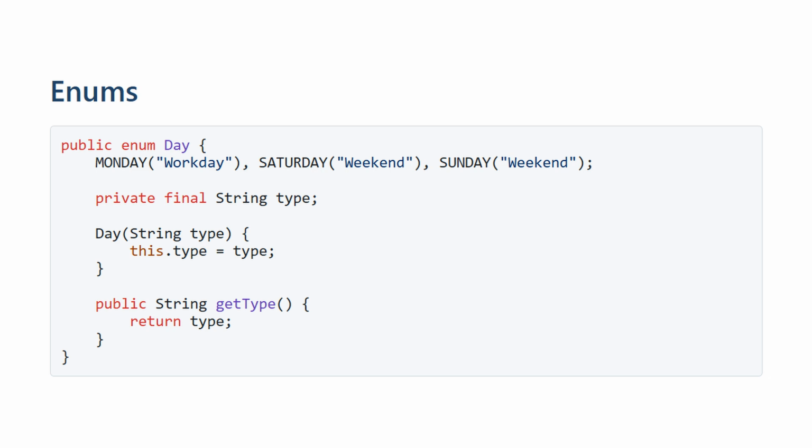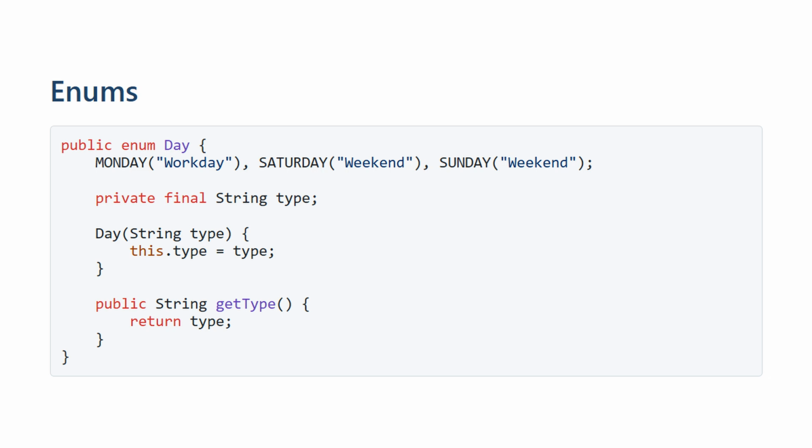We also make the enum more powerful by adding fields and methods. Each day has an associated type, either workday or weekend. We declare a private field called type inside the enum. Each constant calls a constructor with its type. For example, Monday passes workday, while Saturday and Sunday pass weekend.